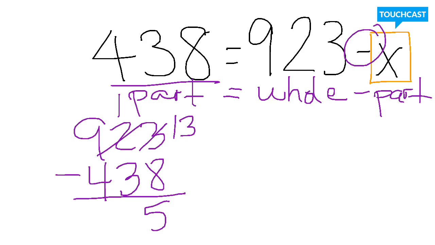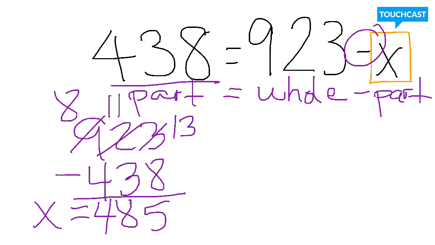Now, we're going to go to the tens place. 1 minus 3. We cannot take 3 from 1, so we're going to borrow from the hundreds place. We take 1 from the hundreds place, so that leaves us with 8, and we bring it over to the tens place. Now we have 11. 11 minus 3 is 8, and 8 minus 4 is 4. So here, x equals 485.